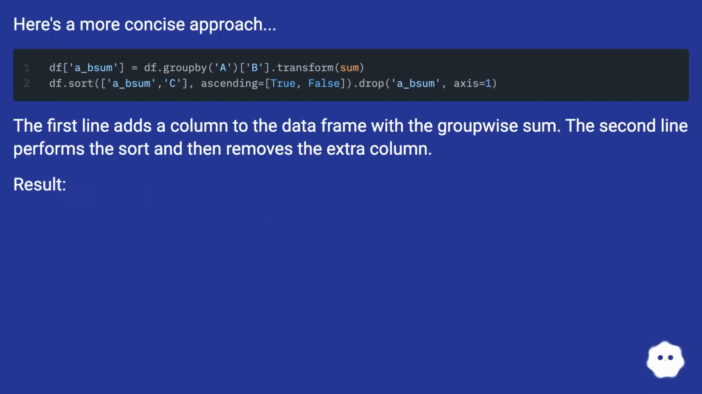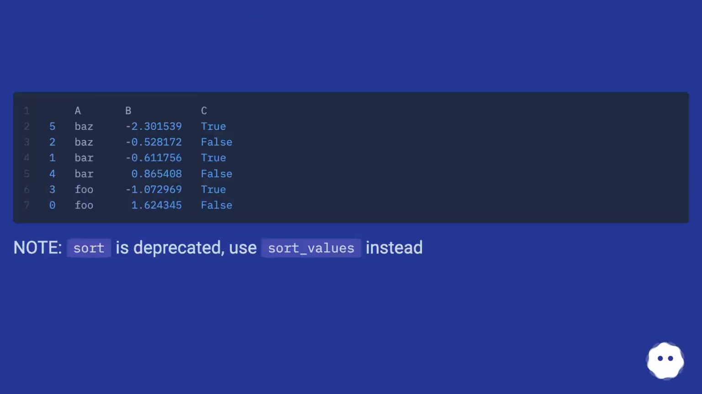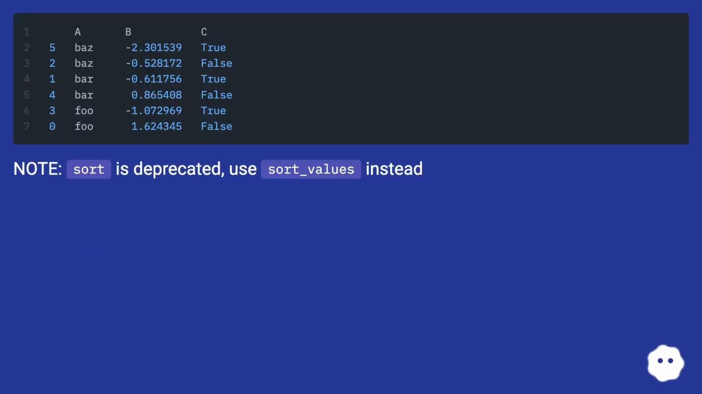Here's a more concise approach. The first line adds a column to the data frame with the groupwise sum. The second line performs the sort and then removes the extra column. Result. Note: sort is deprecated. Use sort_values instead.